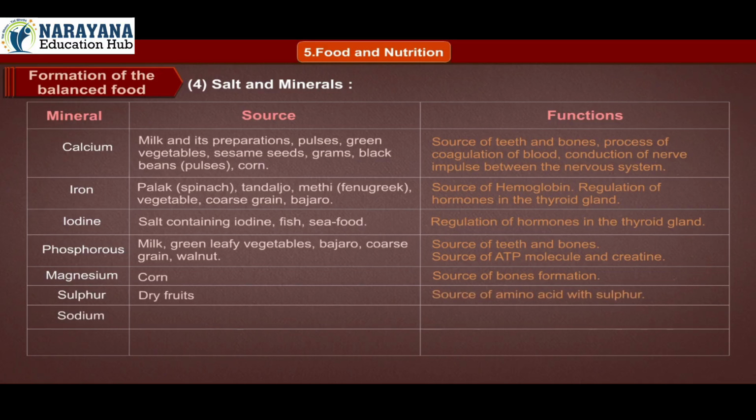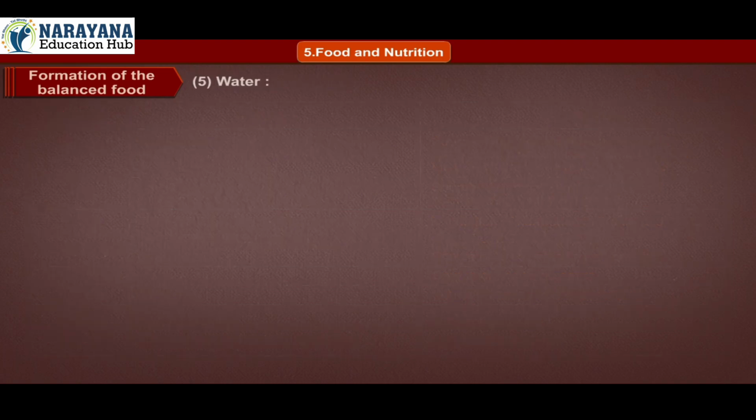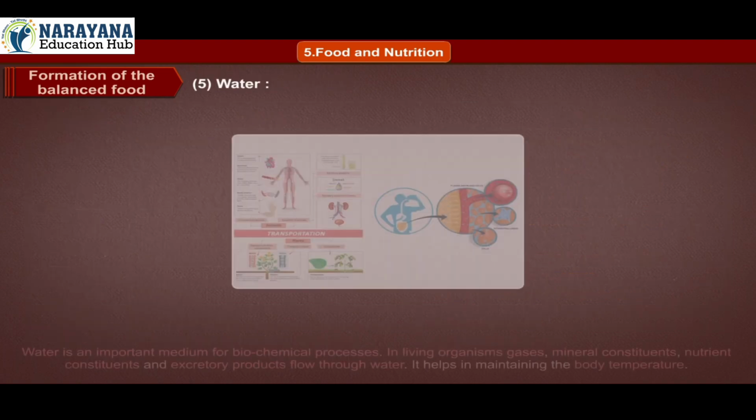Mineral: sodium. Source: salt, black bean. Functions: maintain acid-base balance and conduction of nerve impulses. Mineral: potassium. Source: orange, coconut water, vegetables. Functions: muscles contraction. 5. Water.